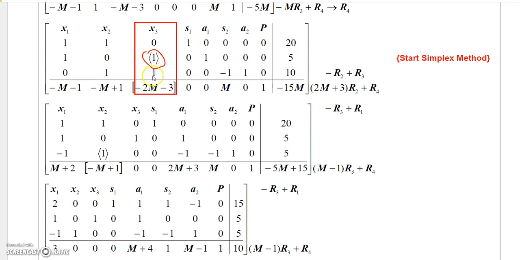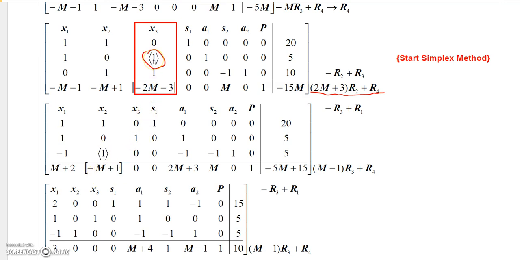So what's the opposite of minus 2m minus 3? It would be positive 2m plus 3. So we're going to multiply row 2 by 2m plus 3 and add it to row 4. Now, if you do that, I'll walk you through that. If you multiply 2m plus 3 times 1, you get 2m plus 3, and then you add it to this, and 2m minus m gives me m, and then 3 minus 1 gives me 2, so I'll get m plus 2. If I multiply this, it's not going to change anything.